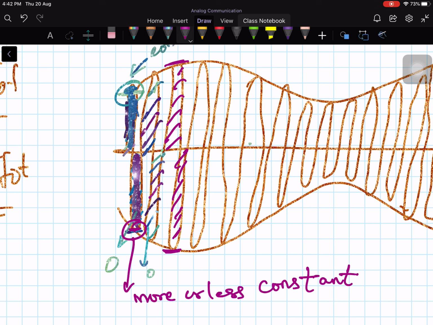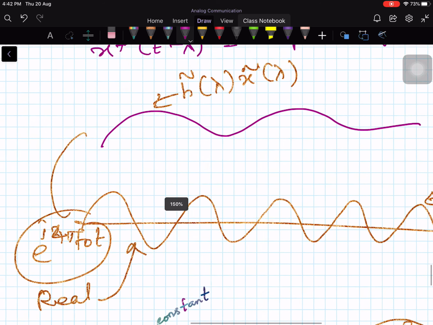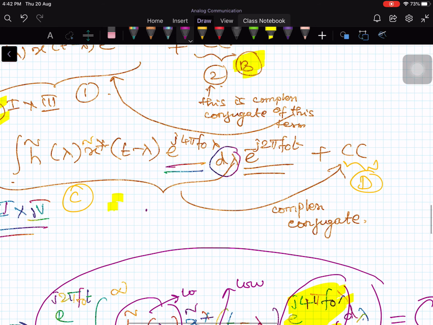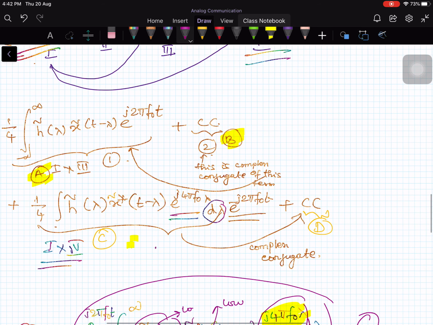Constant. So therefore over one cycle the integral is 0. Repeat this argument for every cycle, therefore the integral becomes 0. So therefore the third term is going to be 0 out of the 4 terms. See, the C term is 0.